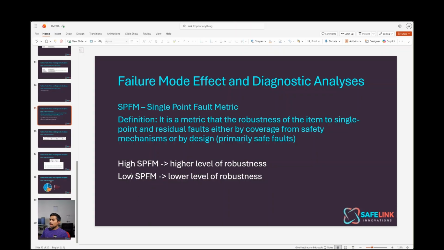Next, we're going to look at an example in a concrete project to see how to calculate SPFM.